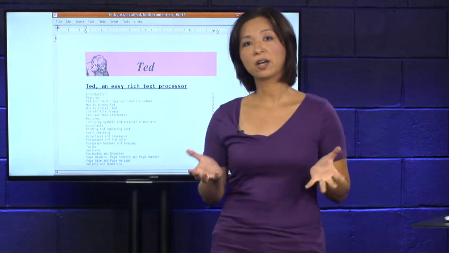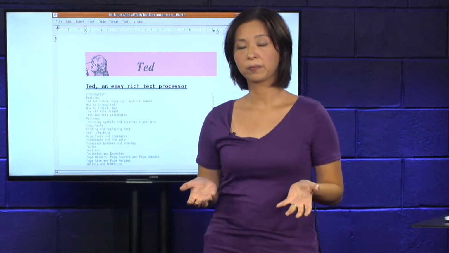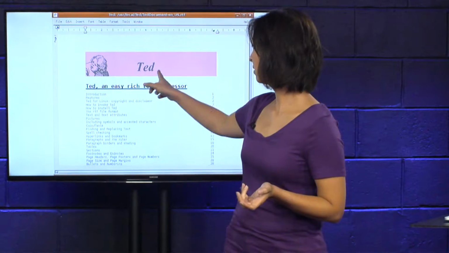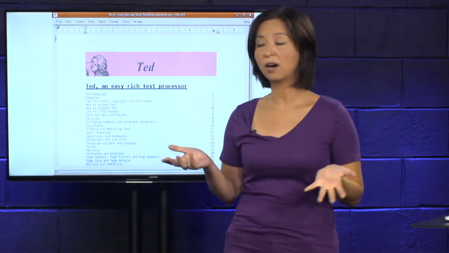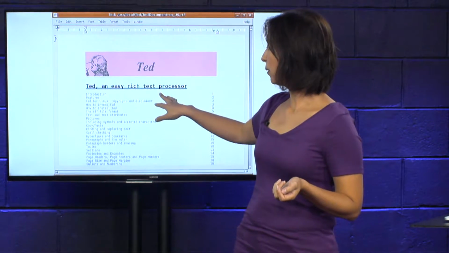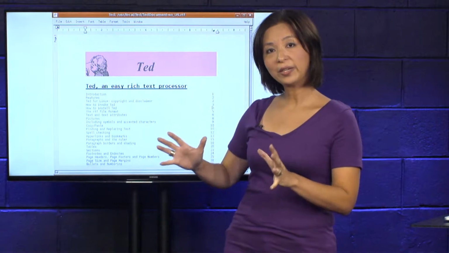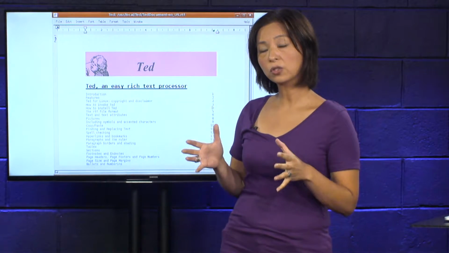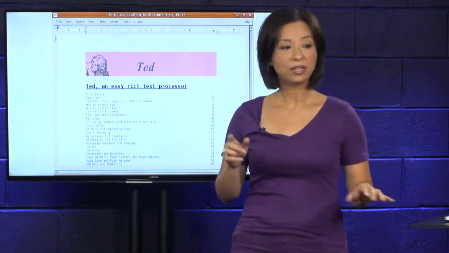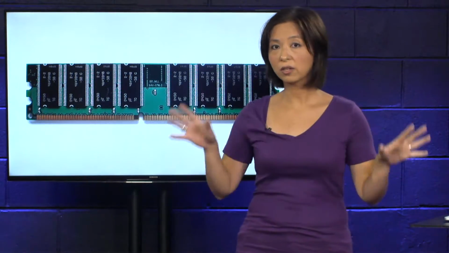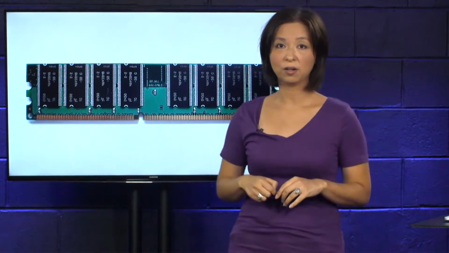So let's talk about word processing. Let's talk about opening up Google Docs, Microsoft Word, and in this case, TED, which is a free rich text processor. As you're typing all these letters, the reason why you can see it on your monitor is because the computer is holding everything in short-term memory, RAM.